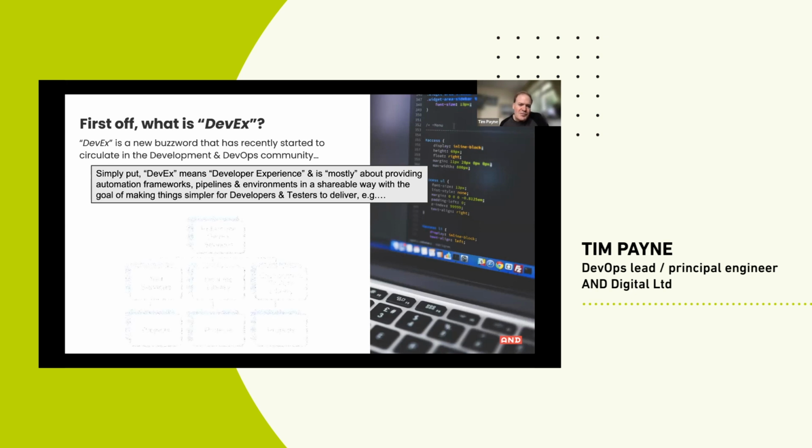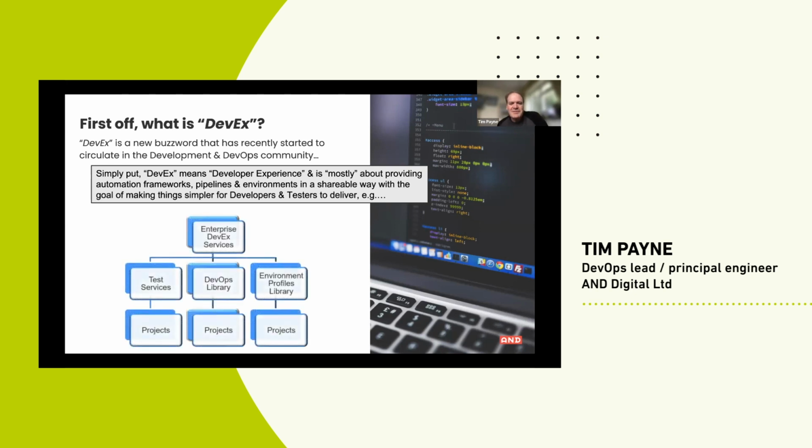So a simple DevEx model might look something like this. You have a set of enterprise level DevEx services, which might be split into a library of test services, a library of DevOps services, and a library of environmental services. Basically, you're trying to create libraries of reusable services that projects can use and contribute to at will.